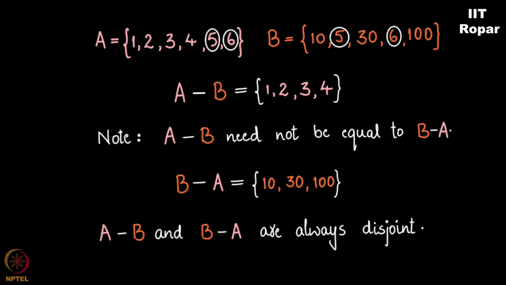You can observe this. You cannot have a common element in A minus B and B minus A. In fact, one can show that A minus B intersection B minus A is always an empty set. I leave that as an exercise problem for you all to explore.